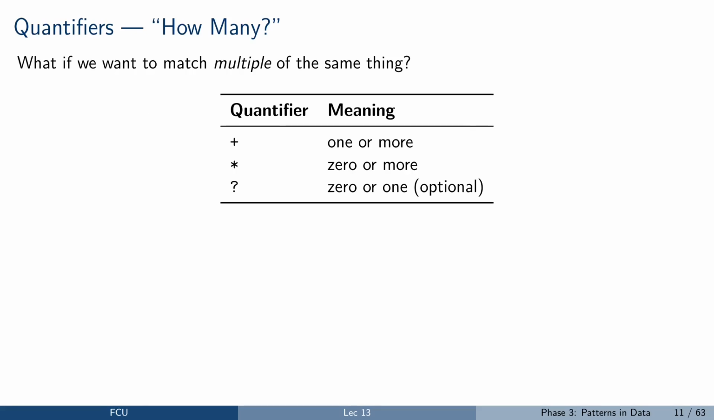Meta characters, they're talking about one single character. Quantifiers talk about how many characters you can put there. There's a quantifier called plus, which means there could be 1 or more characters. Star means there could be 0 or more characters there. Question mark means that's an optional one.